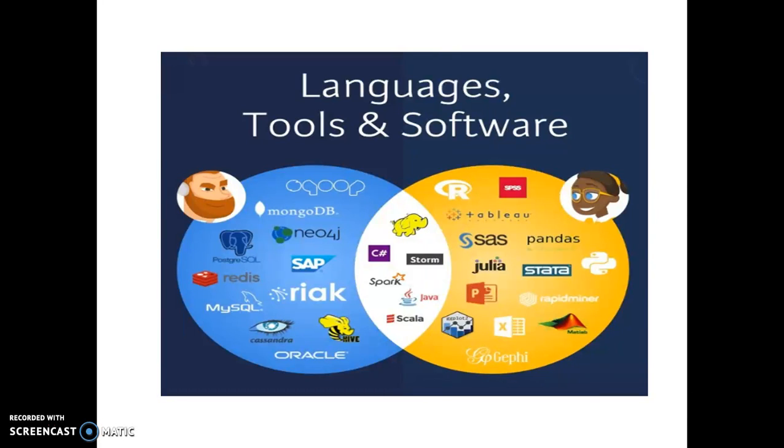Okay, so let's see what tools are used by data engineers and data scientists. For data engineers, you can see they use Oracle, Cassandra, Hive, etc. And data scientists use R, SAS, Python, etc. And for the integration of these two, you can see C Sharp, Storm, Hadoop. They do the integration of the database side and the data analysis side.